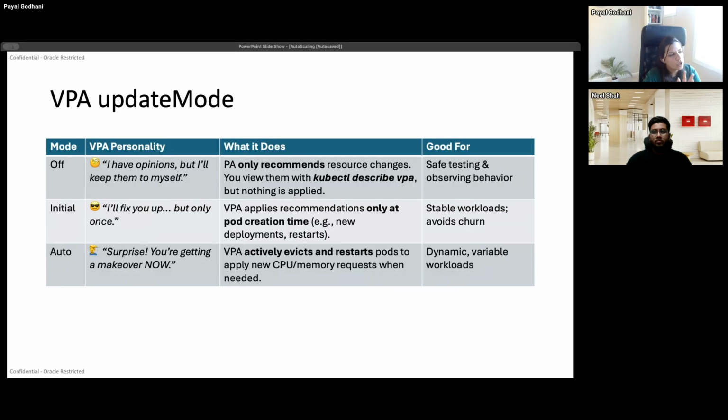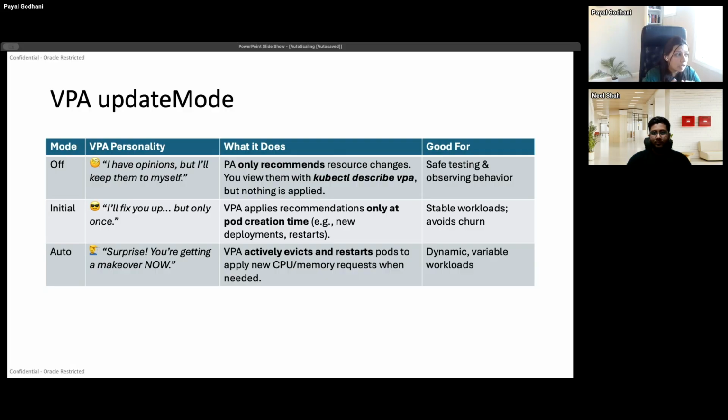So the 3 update modes of the VPA are off, initial, and auto. The personality of it is, when it is off, it is like, I have my opinions, I'm going to keep them to myself. It just gives a recommendation. It doesn't enforce it in any way. But you can view those using kubectl describe VPA. You can typically use this when you are testing before going out into production, to see what the best scenario could be and what possible size I should be using.